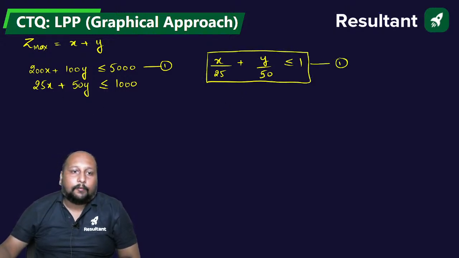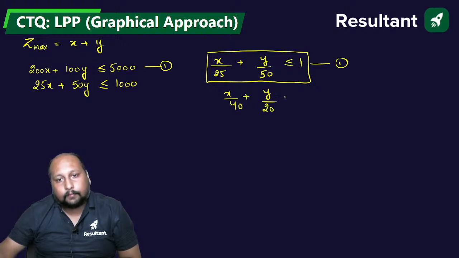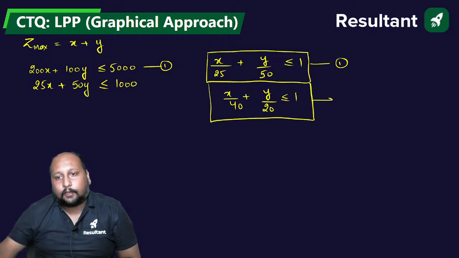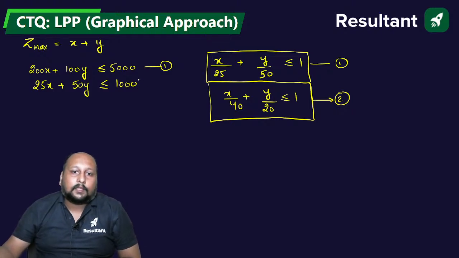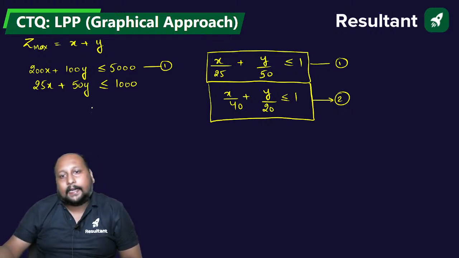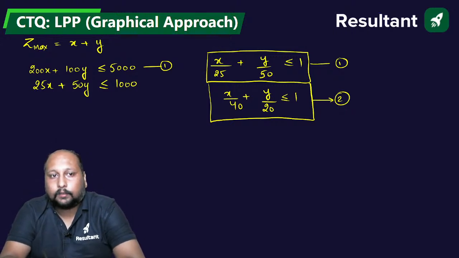Constraint number 2 will be divided by this. So we'll be having x divided by 4 plus y divided by 40 divided, this will be 20. Please check, is this what you are getting for constraint number 2? If you divide by this one, this is 40 and this is 120. Yes, perfect. Any doubt?